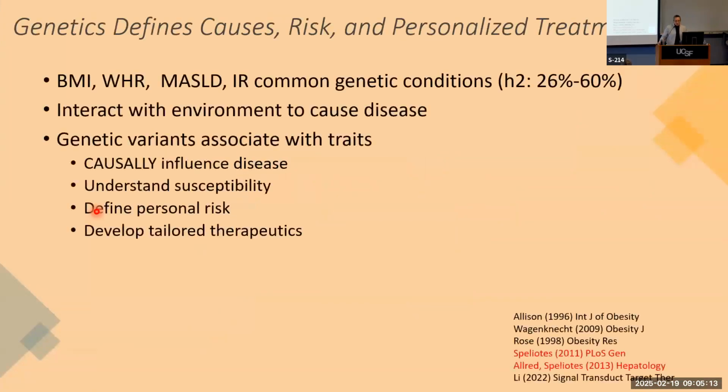And to try and do this, we have used human genetics. All of these things, so BMI, waist to hip ratio, MASLD, insulin resistance, are all common genetic conditions. And to measure that, we use heritability, and these are anywhere from 26 to 60% heritable in the population. So that's you and me.